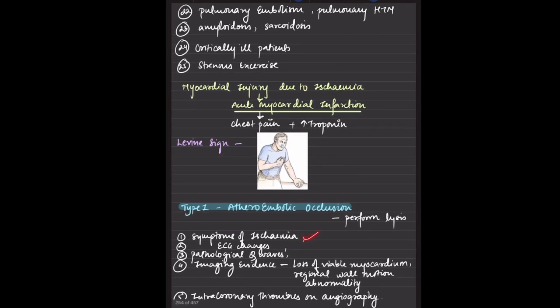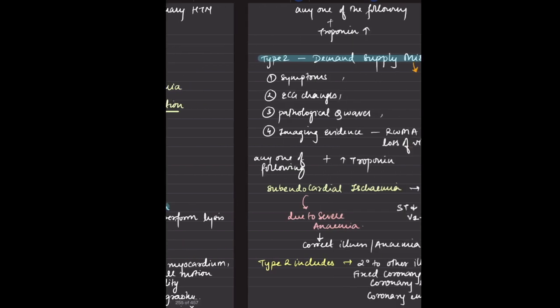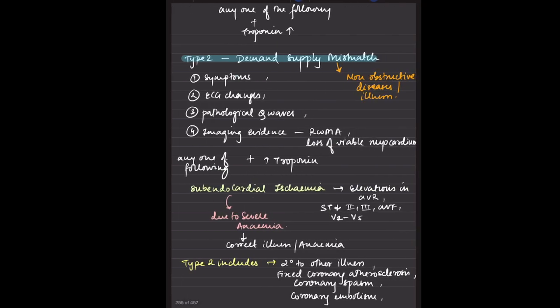Let's look into type 1, atherothrombotic occlusion. There would be symptoms of ischemia. There could be ECG changes, pathological Q waves, imaging evidence, that means loss of viable myocardium, regional wall motion abnormality on 2D echo, and intracoronary thrombus on angiography. And of course, there will be raised troponin levels. So any one of these, along with the troponin levels, will lead to a diagnosis.